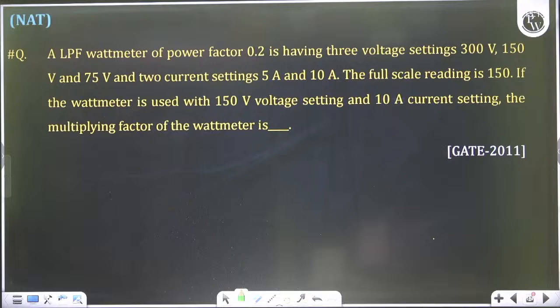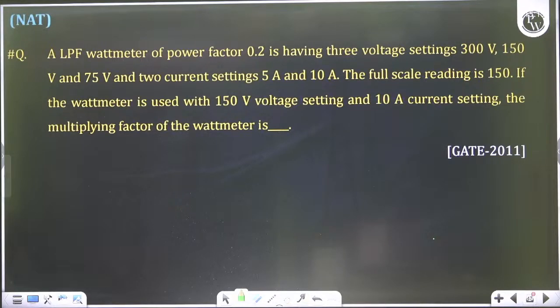A low power factor wattmeter with a power factor of 0.2 having 3 voltage settings, 300 volts, 150 volts and 75 volts, and 2 current settings, 5 amperes and 10 amperes. The full scale reading is 150. If the wattmeter is used with 150 volts voltage setting and 10 amperes current setting, the multiplying factor of the wattmeter is dash. So in the previous problems we have seen the range extension of ammeter, range extension of voltmeter.